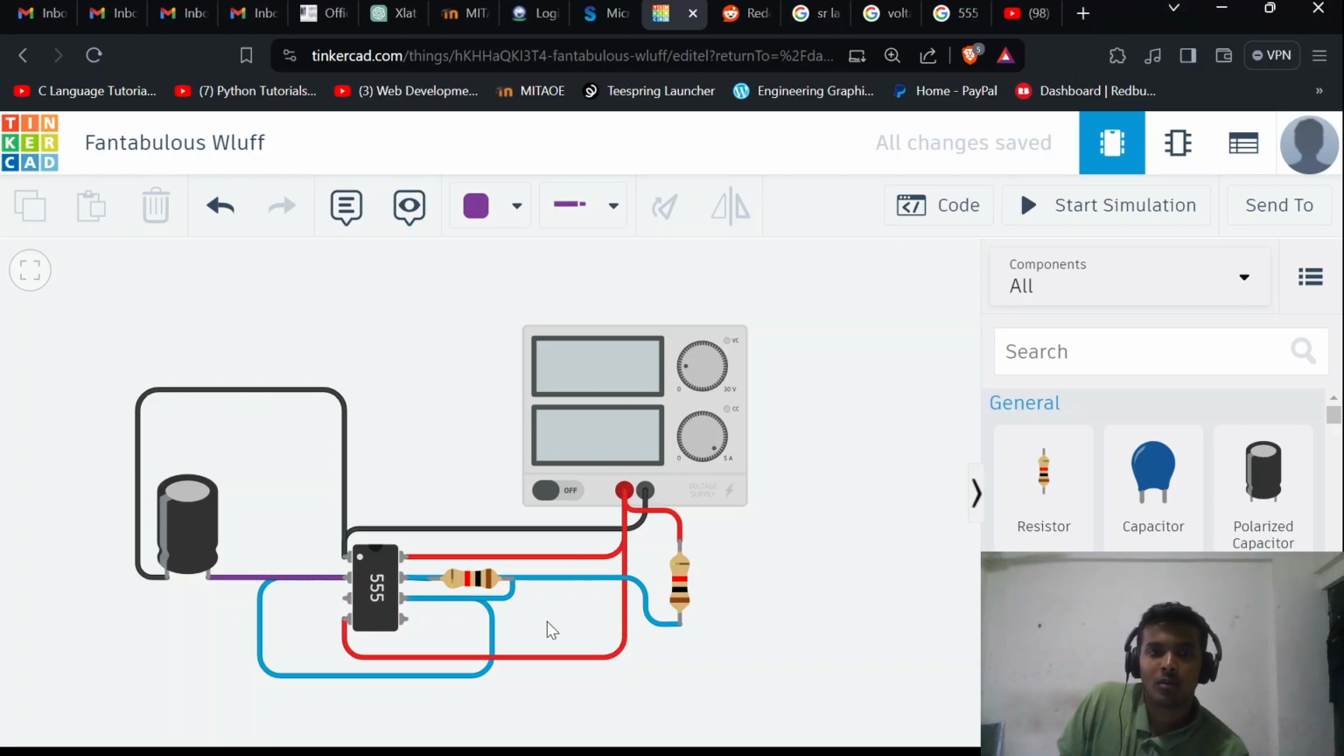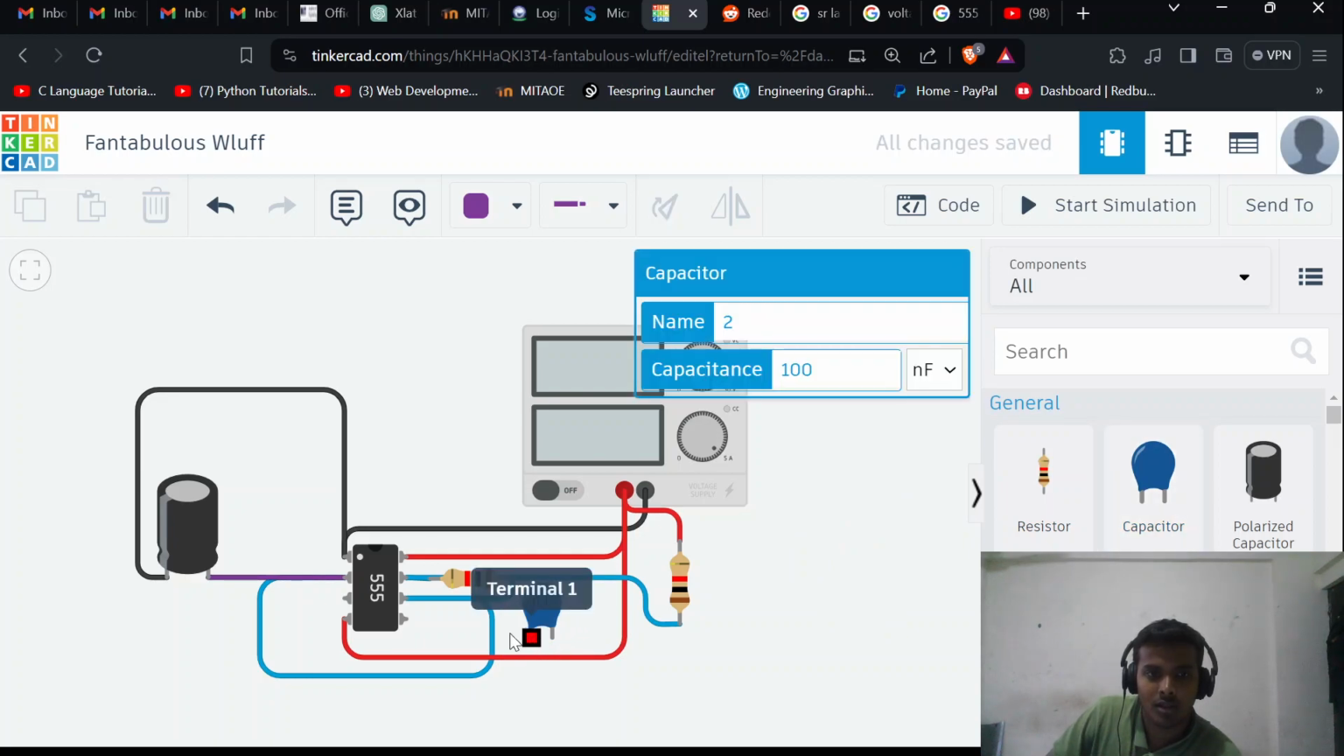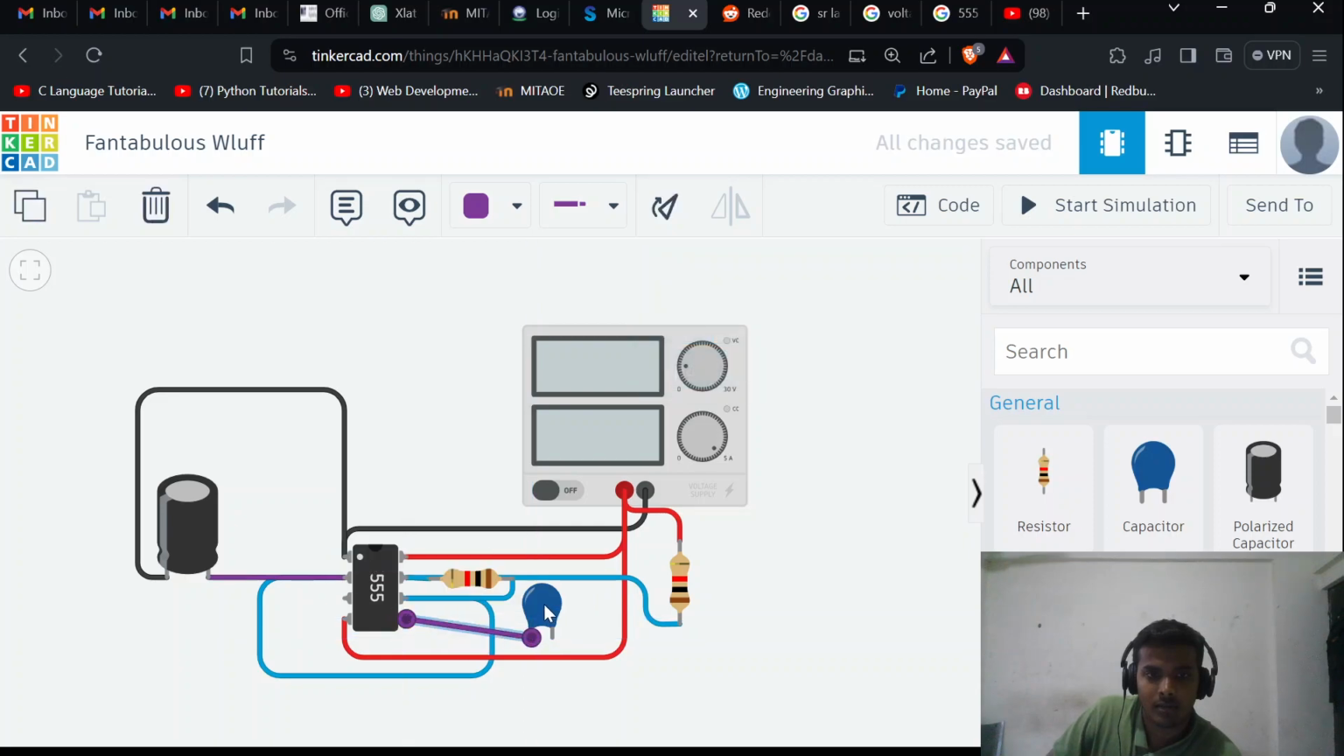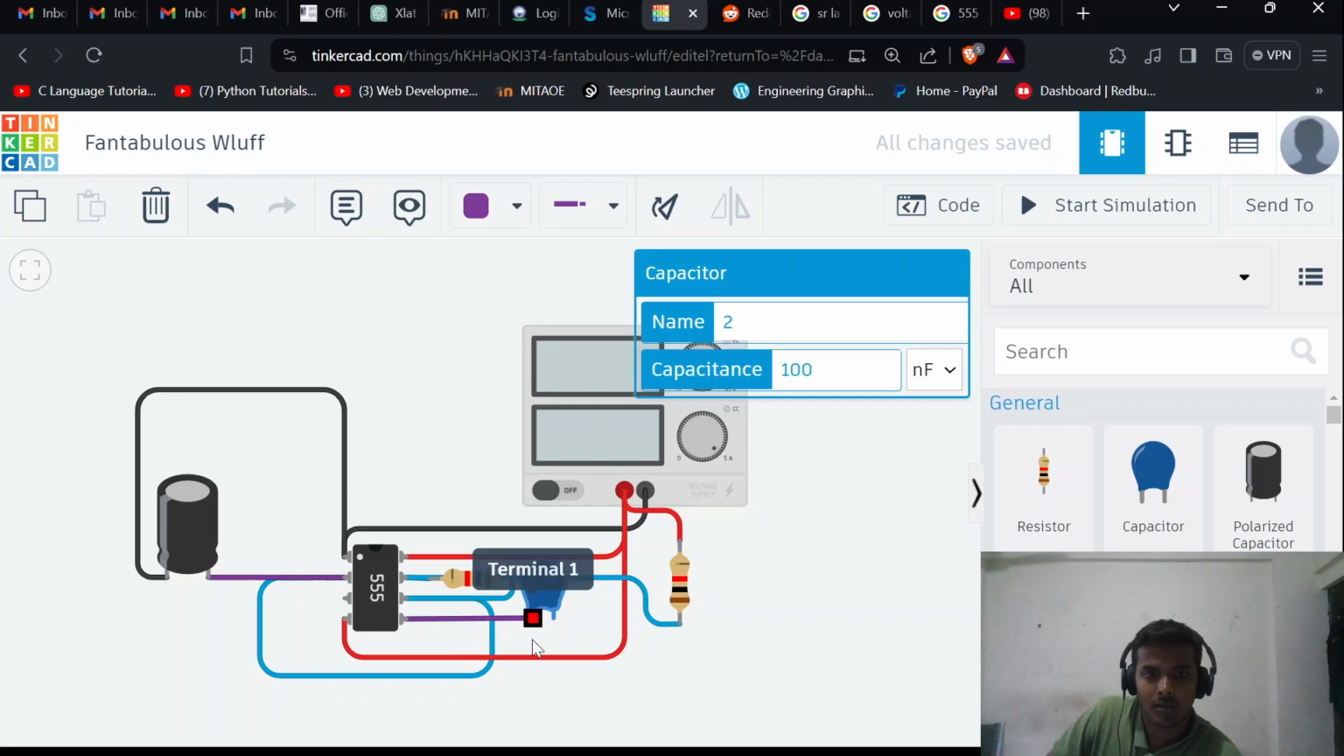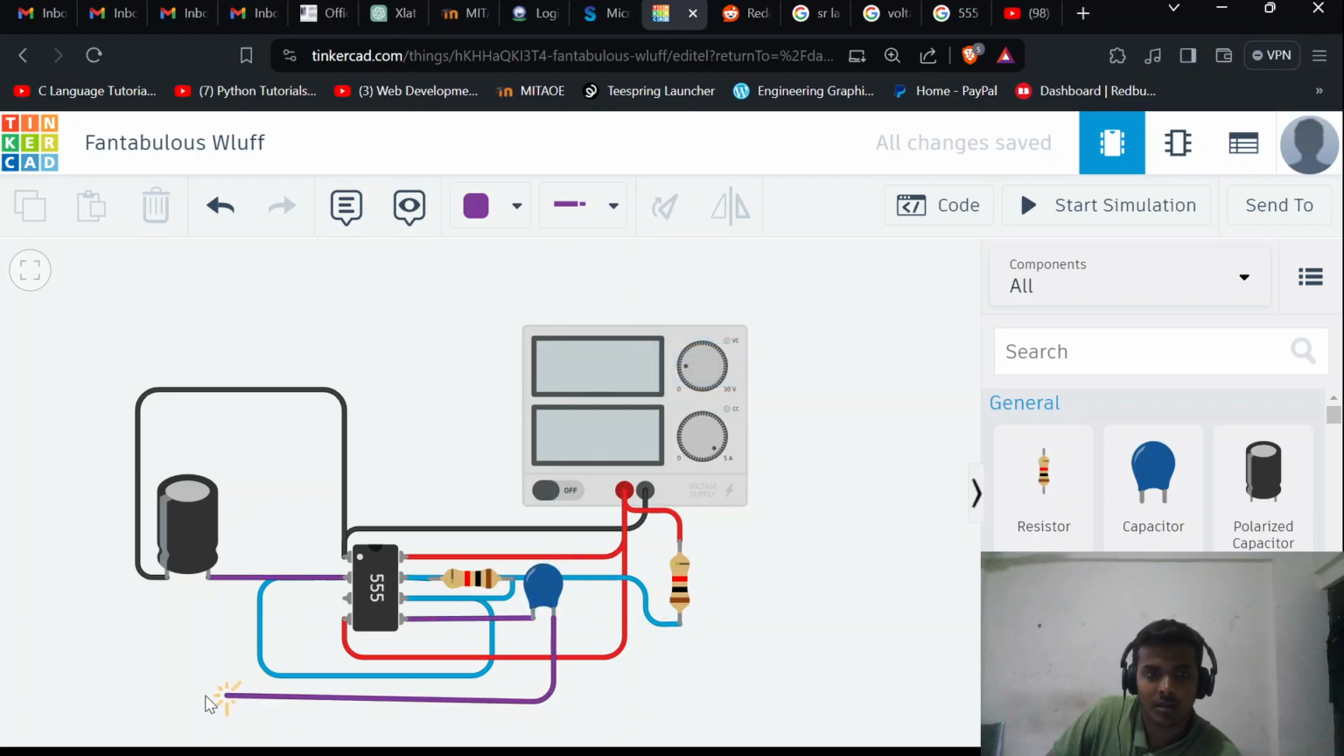Now, just there's a thing. We are not using pin number 5, which is the control voltage. It gives some extra features to the 555 timer. But if you are not using it, we have to attach a 0.01 microfarad capacitor to it. Ceramic capacitor in this case. So we will attach that. And then the other end of this capacitor will go to ground. Now everything is done.